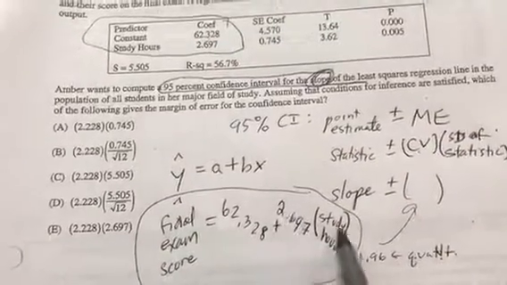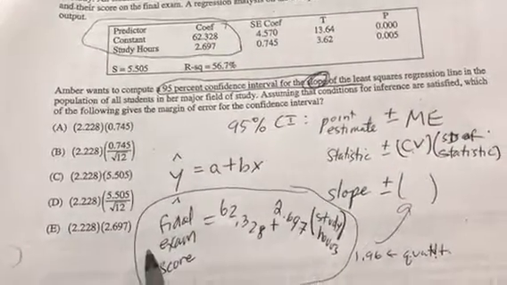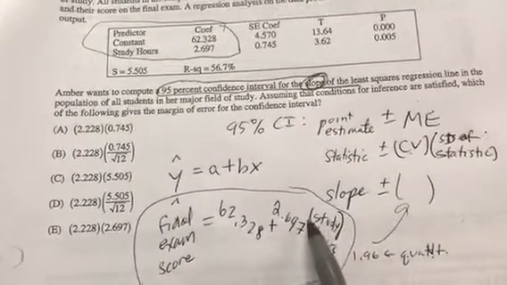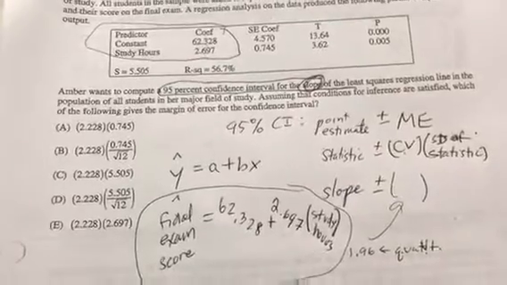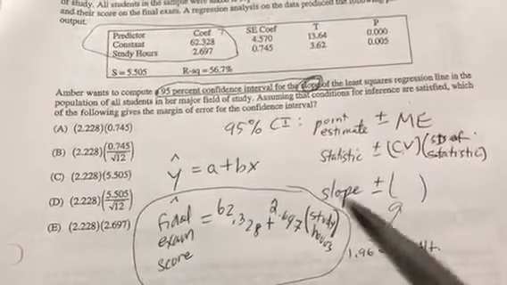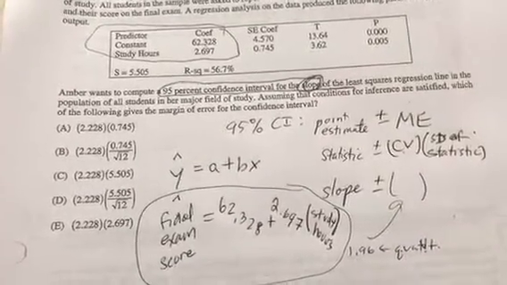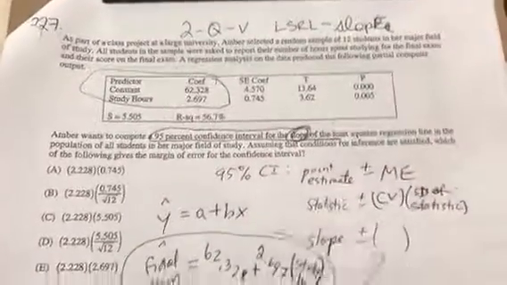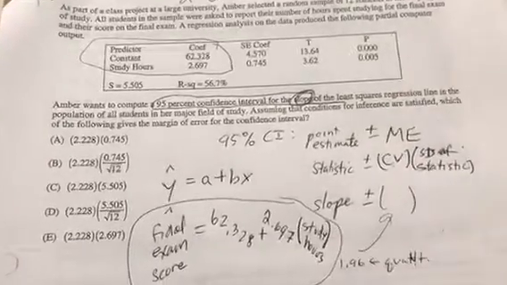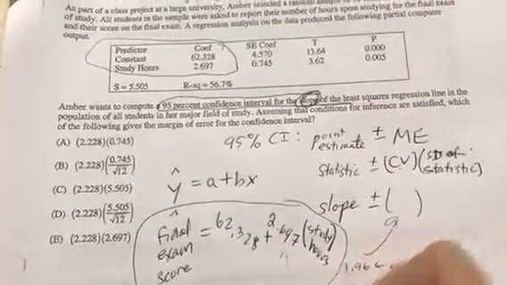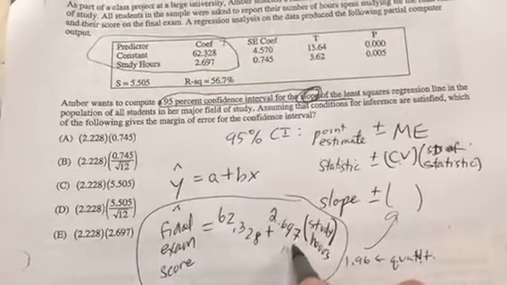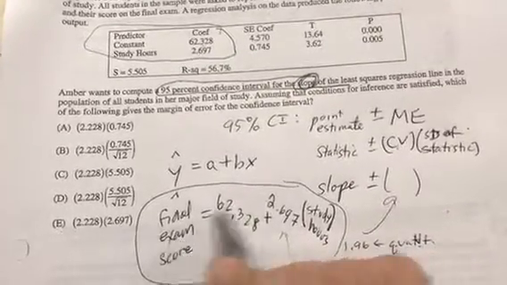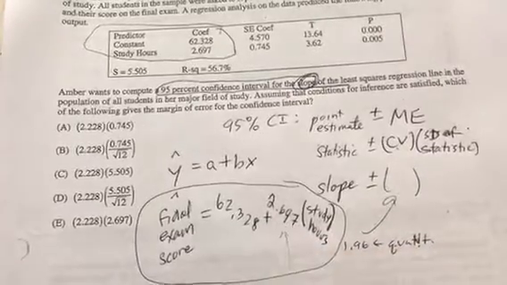So the more I study, the higher my score will be, right? And that makes sense. We want to give the direction, form, and strength. There's a positive linear, maybe strong, we don't know, but there's a relationship between these two. And they could ask you to define the slope. So for every hour of studying I do, my final exam score goes up by almost 3 points.